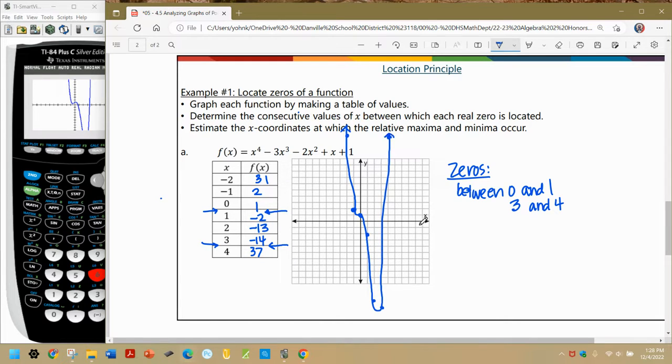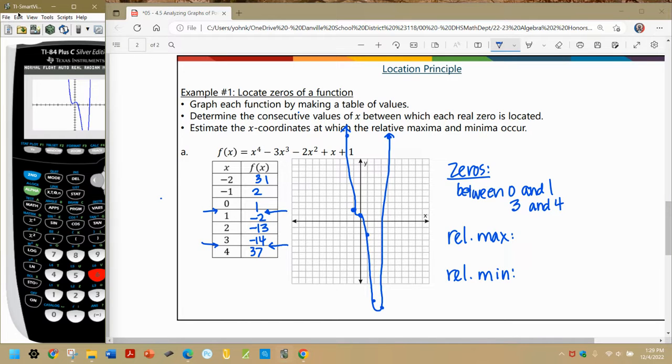Okay, there we go. All right, now we have to estimate the x-coordinates at which the relative minima and maxima occur. So let's look for the relative maxima, and let's look for the relative minima. All right, to do this, we're going to use our calculators. So let's go back over to our calculator.